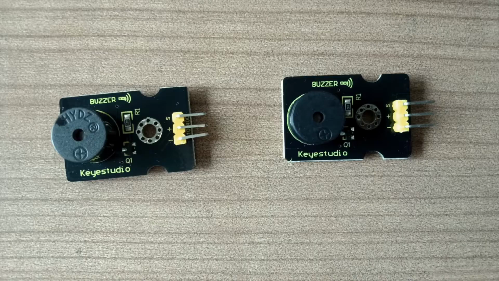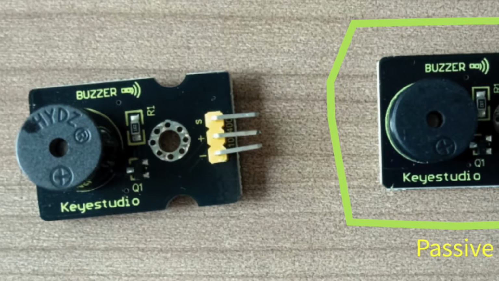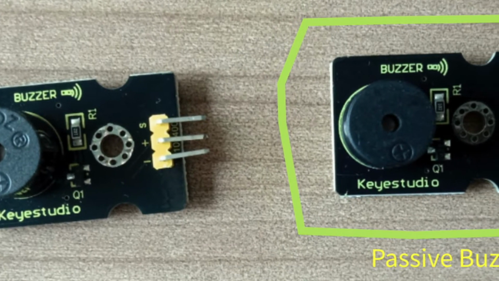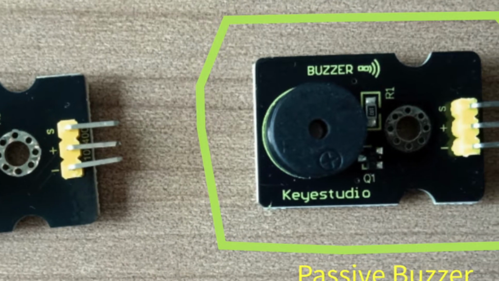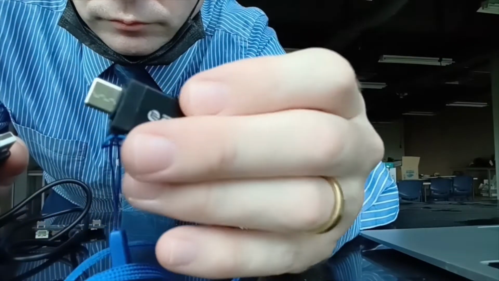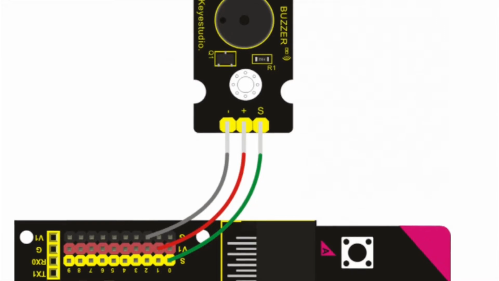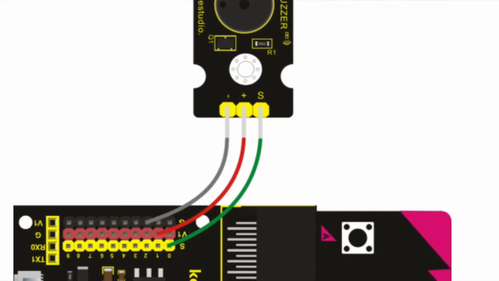You should be careful to choose the correct buzzer, the passive buzzer. There are actually two buzzers in the kit. The passive buzzer is the one which does not have the letters HYDZ written on the top. You may also need a USB-A to USB-C adapter if you have a more modern computer, which will enable you to connect up the micro bit.